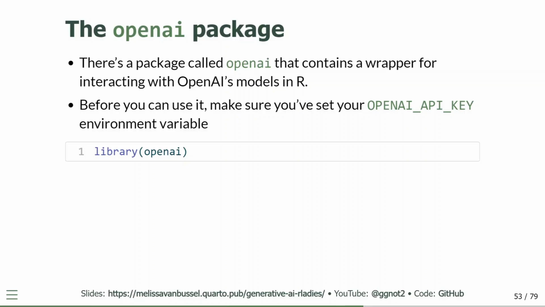Once you've defined that environment variable, you'll want to use the openai R package, which contains a series of wrappers for interacting with the OpenAI models in R. In order to use any of the functions from this package, you will need to make sure that you have that OpenAI API key environment variable defined.